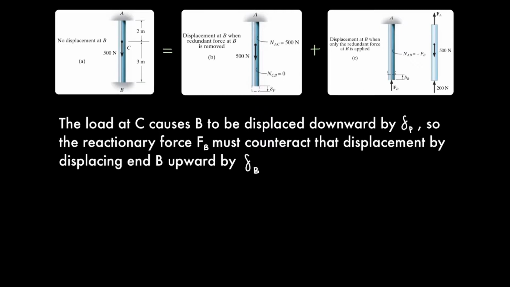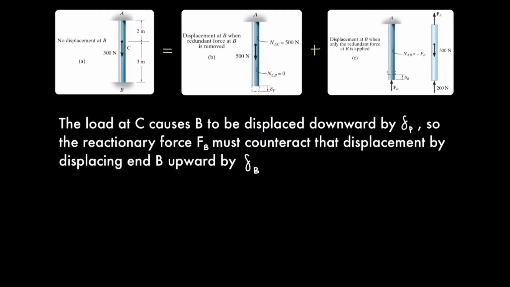First, let's choose one of the supports as a redundant and hypothetically remove it for the time being. In this case, let's take out the axial force exerted by the fixed support at point B. If you look at the middle image, you'll find that the 500 Newton load at C causes point B to be displaced downward by a length of delta P.